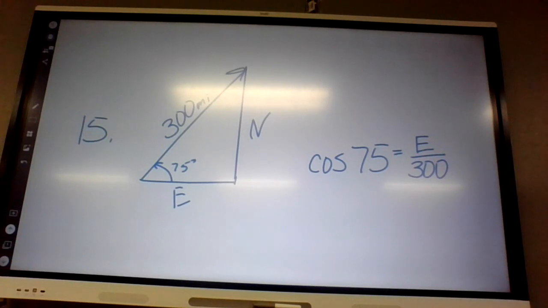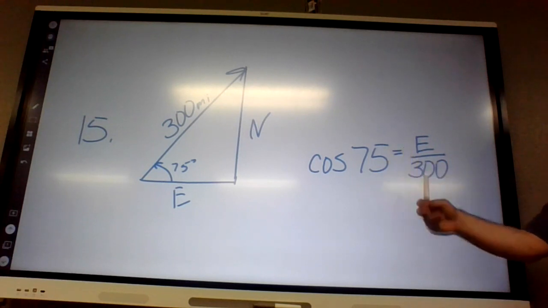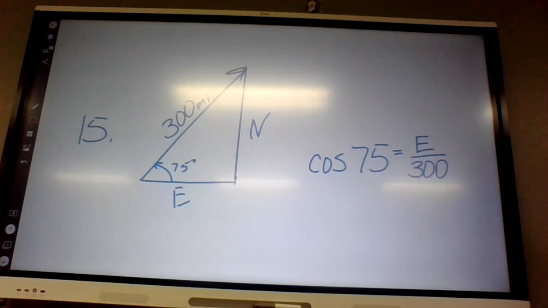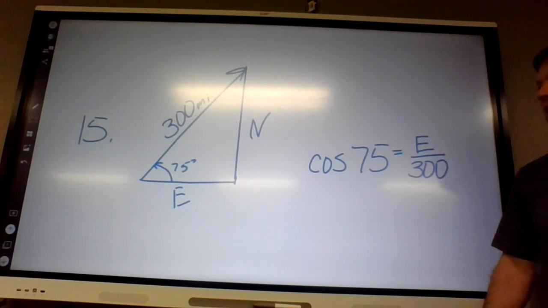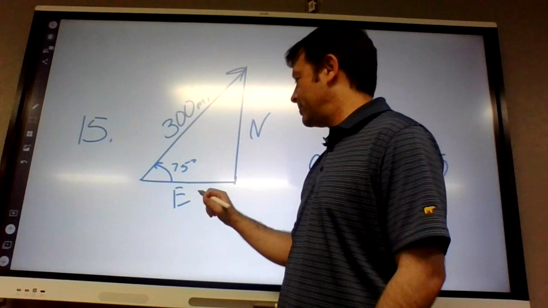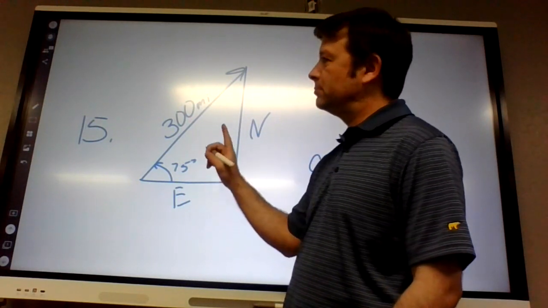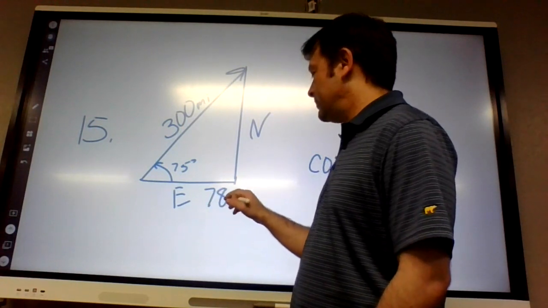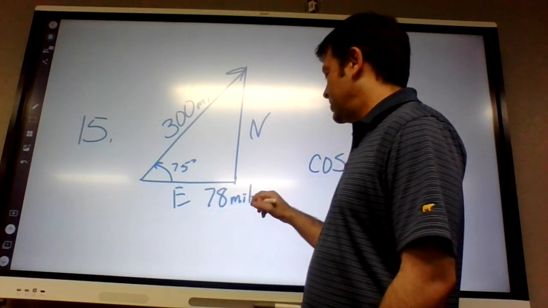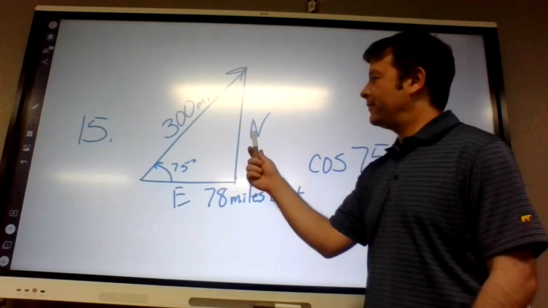How do we solve it when the variable's in the top? Times 3. Everybody's participating. I got 77 point something. The directions say round to the nearest unit, like the ones place. So what would that be? 77.6. 78. 78 miles east. Okay, and then how are we going to find the north?